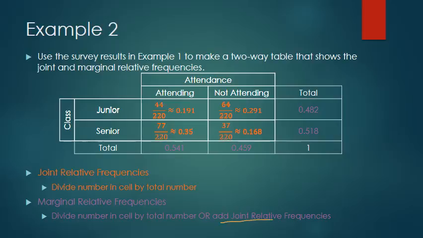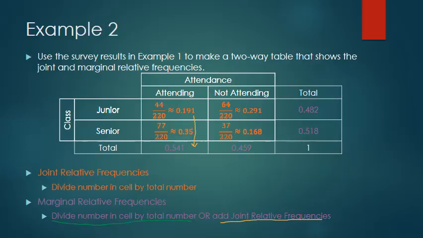So add the joint relative frequencies. All I have to do is add these 2 together. This 0.191 for juniors attending, the 0.35 for seniors attending, and I get the 0.541 for the total attending. Once again, think of these as percentages to make sense of what they mean. Another way to do this is I can take the number that was in this cell. Let's find a new color to show this. Let's use green. Divide the number in the cell by the total number.